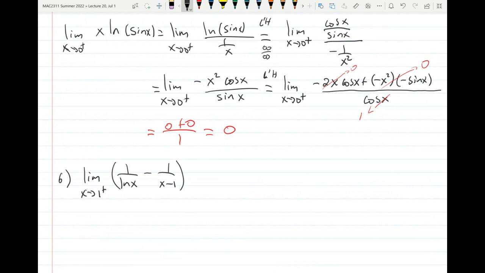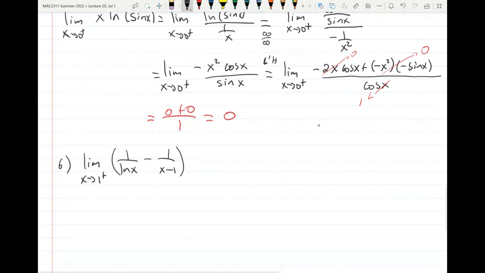Now here you have to be very, very careful on how to compute this limit. So you need to be able to identify what type of limit it is. So let's see. x approaches 1, so ln x approaches 0. So 1 over 0 is infinity. So the first one is infinity.